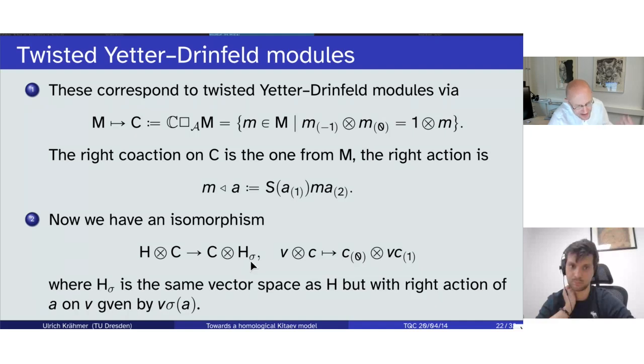And by H sigma, I mean you take the same vector space as H, which is a right A module, but the new right action first applies this automorphism and then acts. So sigma twisted Jeter-Greenfeld modules give you these strange braidings which do this for you. And they correspond to such sigma twisted Hopf bimodules if you're talking about a Hopf algebra.